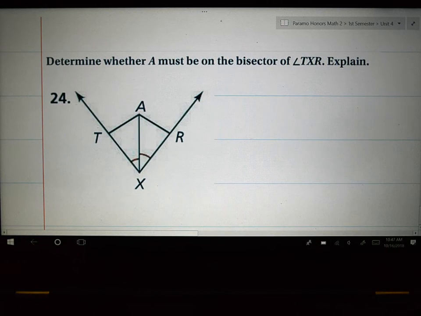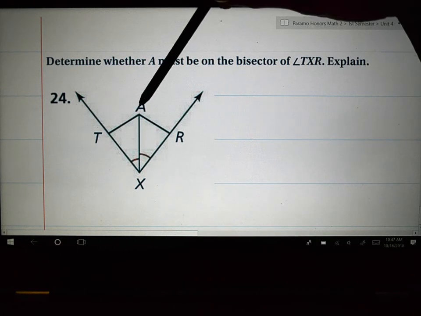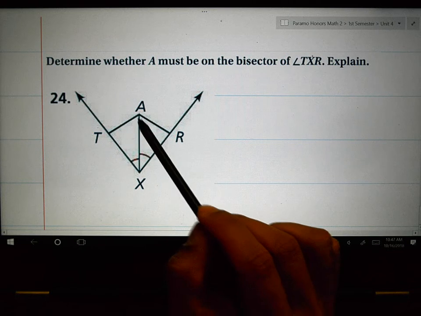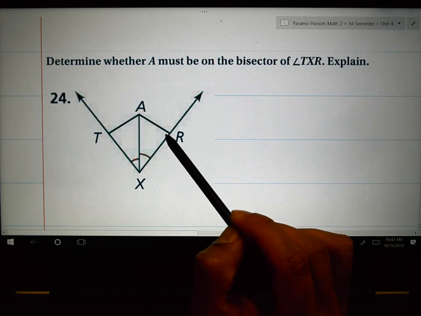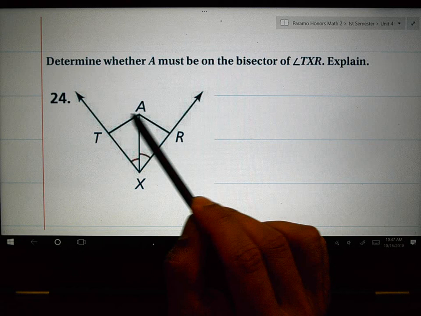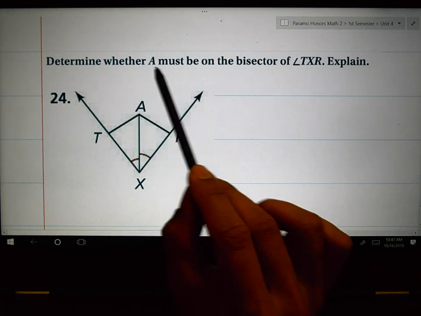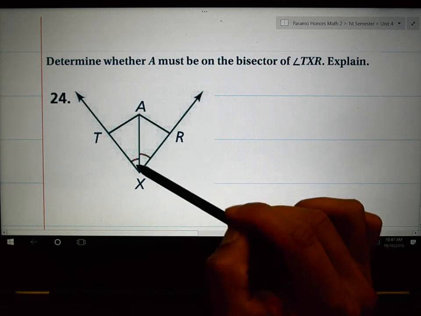Last example, number 24. Determine whether A must be on the bisector of angle TXR. Explain. Is this point on the bisector of angle TXR? When I first read this question, I go, well, it's not measured. I don't know if this is perpendicular. I don't know if these are equidistant to the sides. But then it says this, whether A must be on the bisector. Is this A on the bisector?